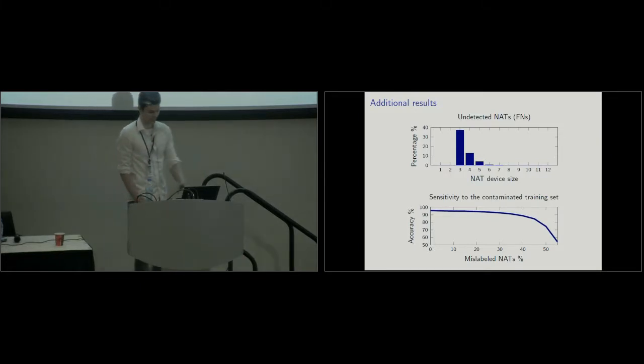The second graph is the more interesting one, because it shows how many real NAT devices can be present in your training data, which you are going to mark as negative samples, as you don't know which are the ones. And as you can see, you can mislabel about 20% of data, and the accuracy will still be good.